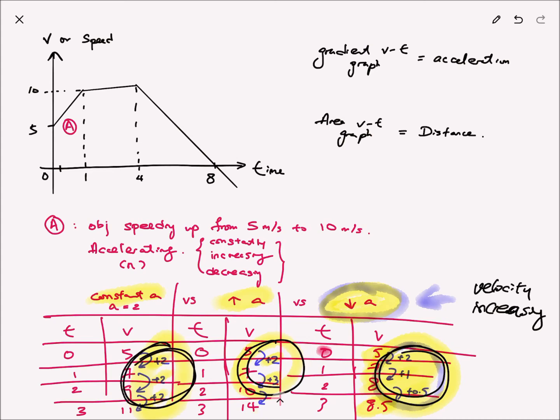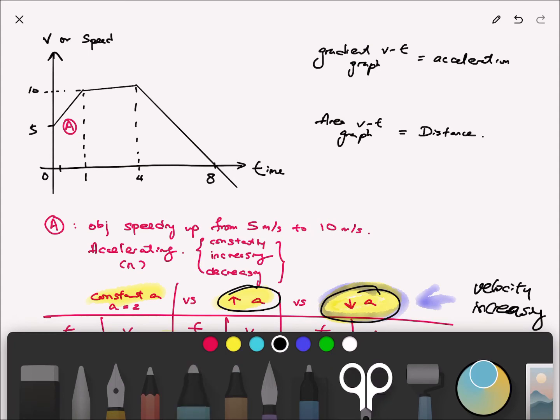Constant acceleration, every increment is the same. Increasing acceleration, every increment is getting bigger. Decreasing acceleration, the increment is getting smaller. So that is what it means by these three adjectives.